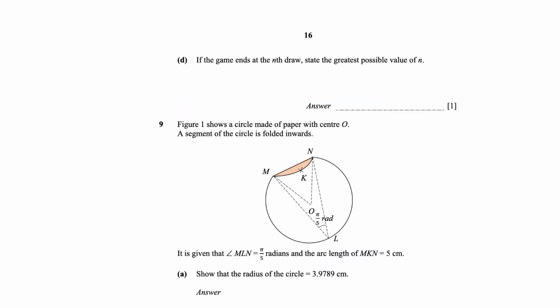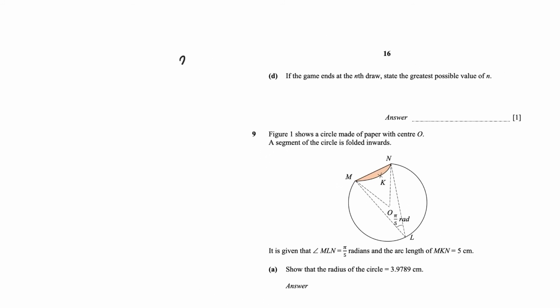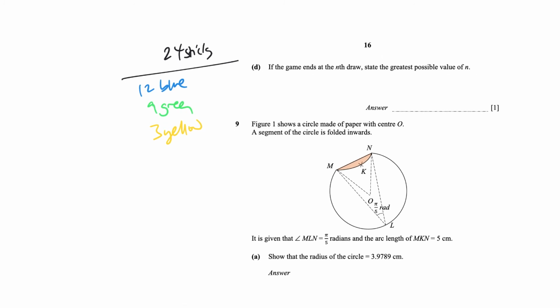And for the last part, it says if the game ends at the nth draw, state the greatest possible value of n. If you remember, we had 24 sticks, consisting of 12 blue, 9 green, and 3 yellow. The game ends when someone draws a yellow. So for the greatest possible value of n, you don't want anyone to draw a yellow until you have no choice, until you have only yellow left. So someone draws blue, green, blue, green, or whichever. How many sticks do you have here? 12 plus 9, you have 21 sticks. That means you want all 21 sticks to be taken.